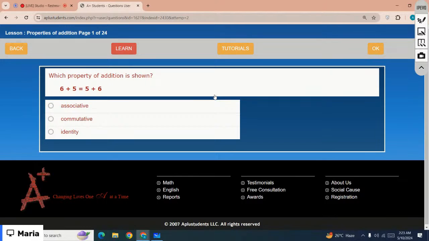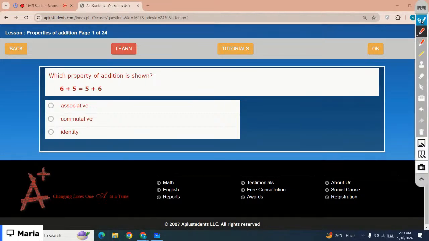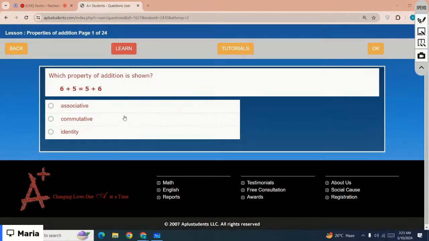Okay, 6 plus 5 equals 5 plus 6. So just the order is different, right? The numbers are exactly the same. So that is the property we just learned: a plus b equals b plus a. That means on both sides the numbers are exactly the same, just the order of writing the numbers is different. So that is known as the commutative property of addition, right? So the correct option is commutative property. Got it? That is the commutative property.